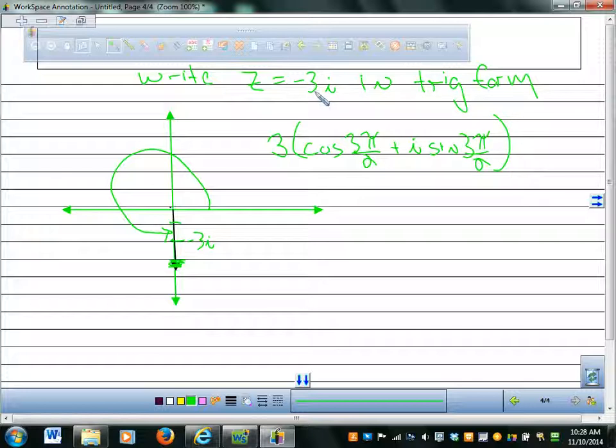Yes, ma'am. Isn't it? No, from here to here is 3 pi over 2. It could be Mitra, but then it would be wrong. That's not very nice. All right.